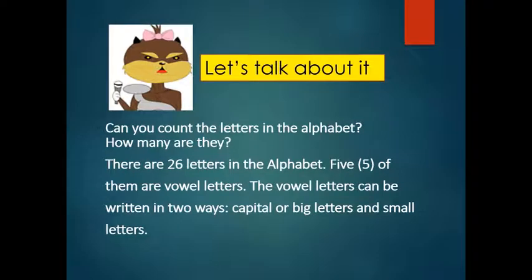Let's talk about it. Can you count the letters in the alphabet? Very good. How many are they? Yes, there are 26 letters in the alphabet. 5 of them are vowel letters. The vowel letters can be written in two ways: capital or big letters and small letters.